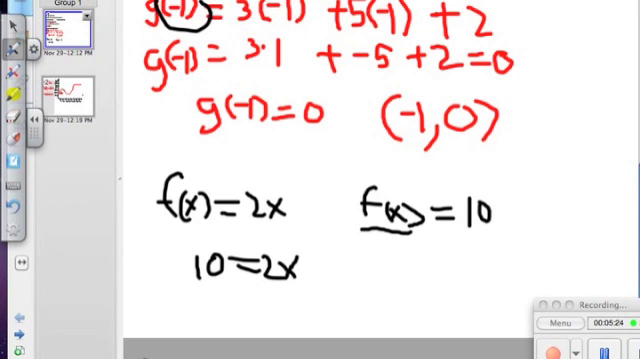No big deal, right? We just divide both sides by 2, and we will see that 5 equals x. And we could say that the point that is the solution is the point (5, 10). All right. Let's move on to the next page.